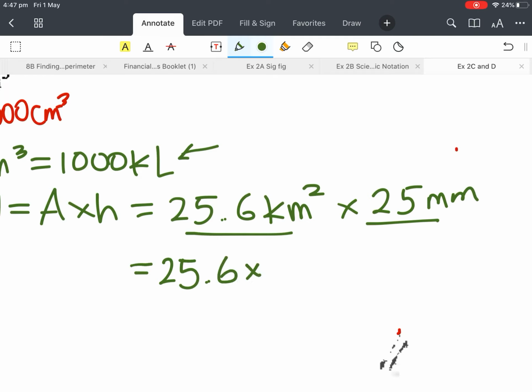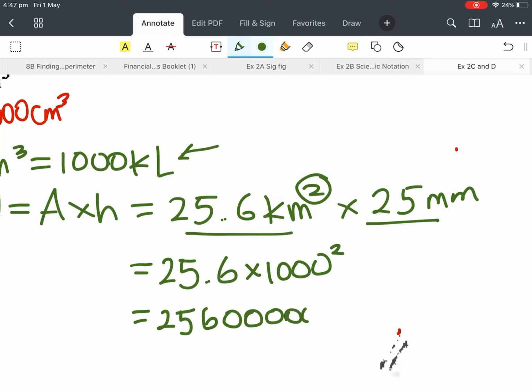So there's 1,000 metres in a kilometre. Now because this is an area unit, I am going to multiply by 1,000 squared. So first of all, I'm going to convert that one. When I do that on my calculator, I get 256, and hopefully you get the same when you have a go, and 5 zeros. That's my answer now in metres squared. The reason I'm doing this is this one is in millimetres and this one's in kilometres. They're not the same. They have to be the same.